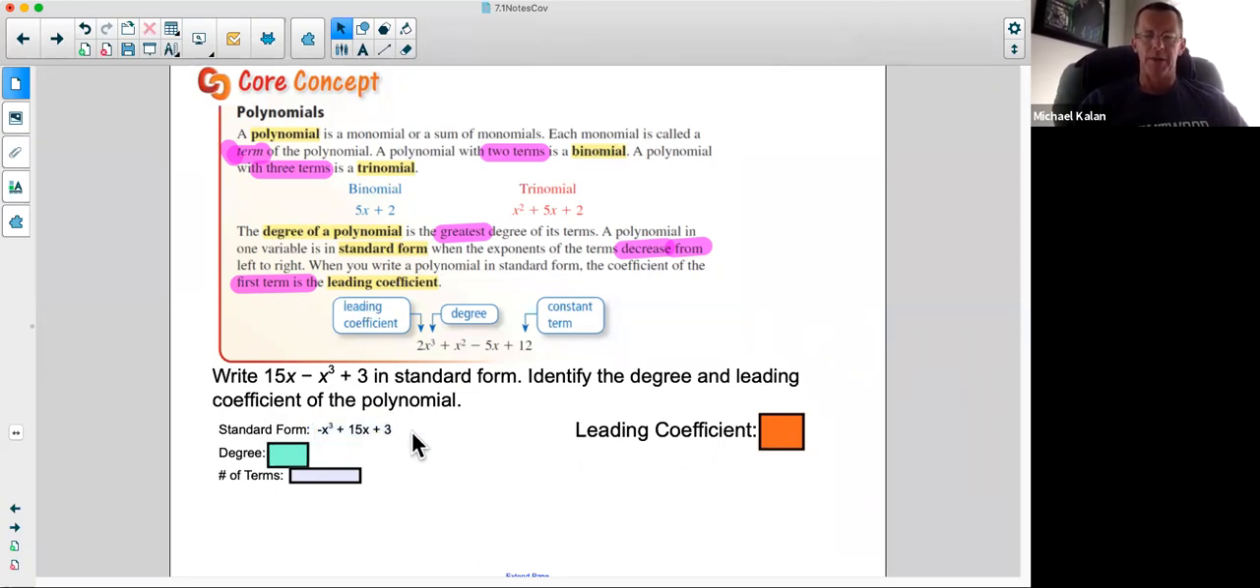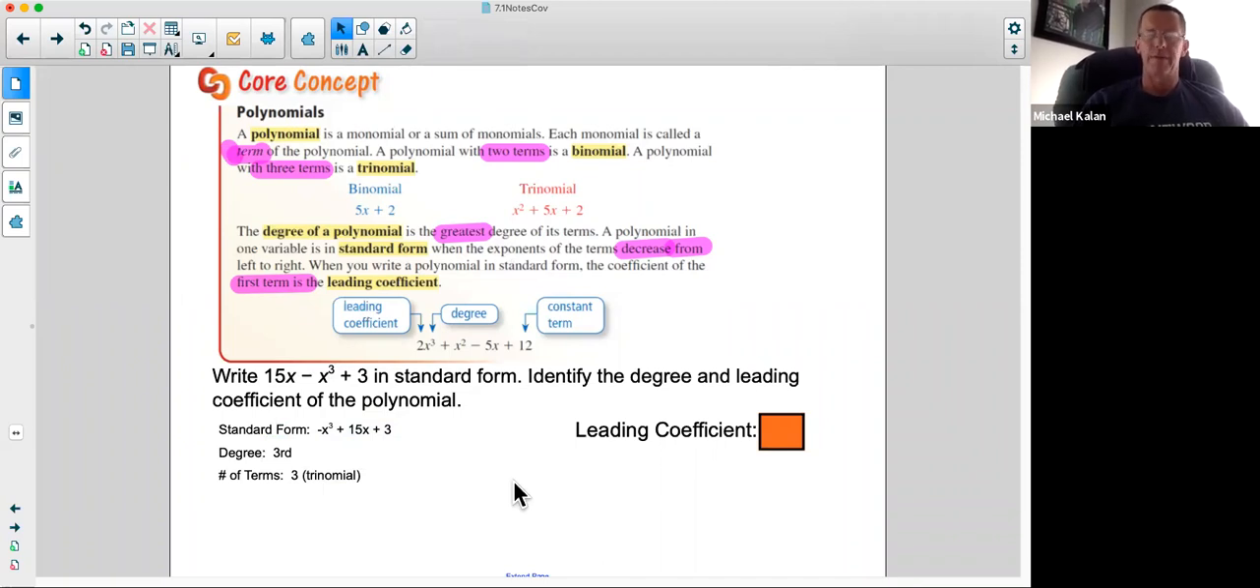Good. Negative x cubed plus 15x plus 3. What would the degree be? Oh, the degree of a polynomial is the greatest degree of its terms. Well, 3 is bigger than 1 and it's bigger than 0, so it's 3. And how many terms? How many different blobs do we have that are being added or combined together? 3. So it's a trinomial.